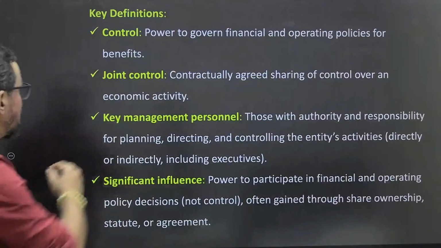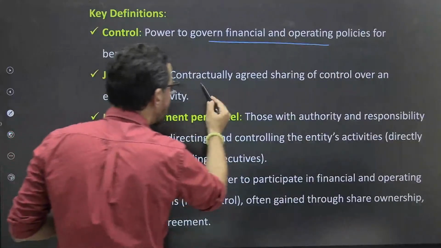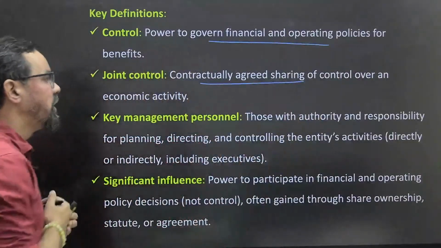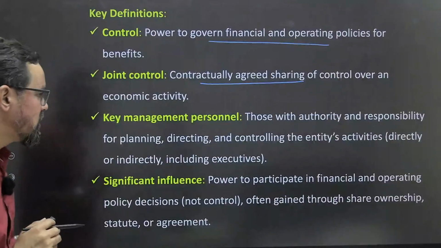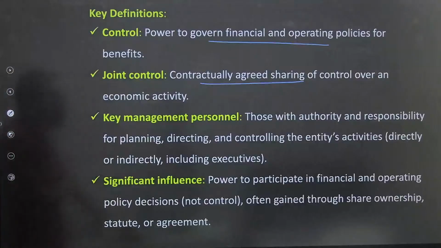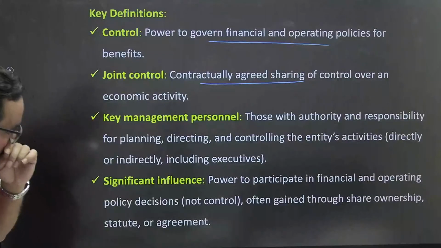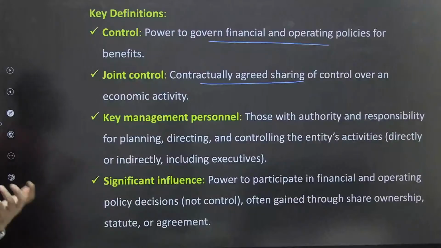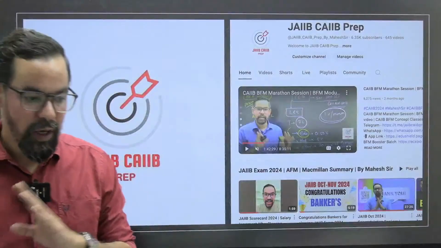So key definitions: control is the power to govern financial and operating policies to obtain benefit. Joint control is the contractually agreed sharing of control over an economic activity. Key management personnel are part of the board with responsibility and authority. Significant influence is the power to participate in financial and operating policy decision making, often gained through share ownership, statute or agreements. So this is all about your unit number 18.